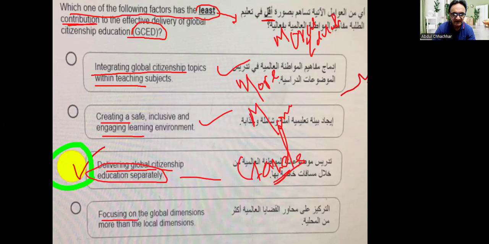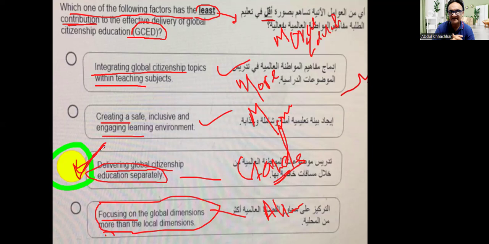Focusing on the global dimension more than the local dimension. When we are teaching global citizenship, we have to teach all dimensions. First, we have to teach the local dimension, and within the local dimension, we have to teach the global dimension. So when you are applying a separate subject, global citizenship, that will be less effective. Why is it less effective? Because with this type of subject, a student takes it lightly and thinks it's low weightage and has no grading. These kinds of approaches also affect it.